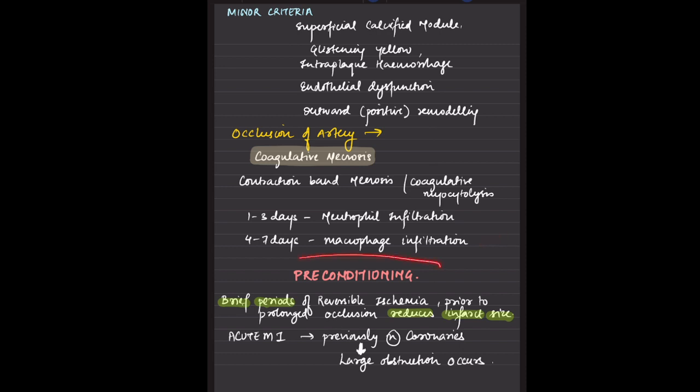Now, something that is not very common, that is preconditioning. Now, preconditioning is when the heart is subjected to certain stress, right? Ischemic stress, decrease in the blood flow. And then there is actually a condition where the heart is able to recognize certain ischemia, certain injury which is occurring, and that is reversible, right? So it is a brief period of reversible ischemia prior to prolonged occlusion, which helps the heart to reduce the infarct size. So previously in normal coronaries, there could be large obstruction occurring, and that could lead to large infarct.